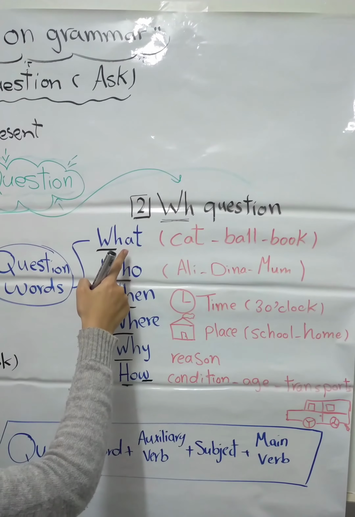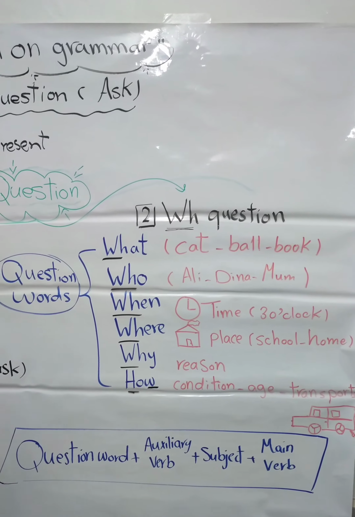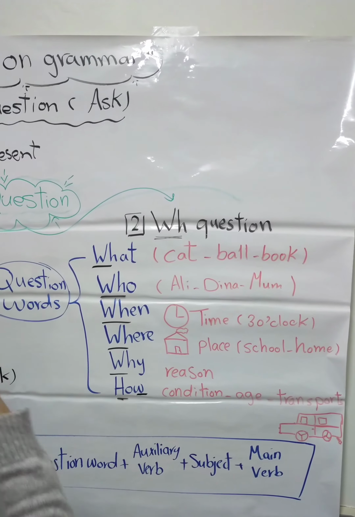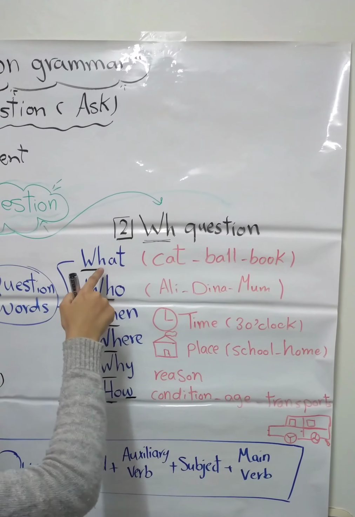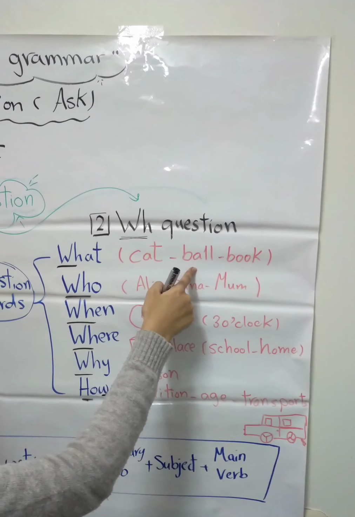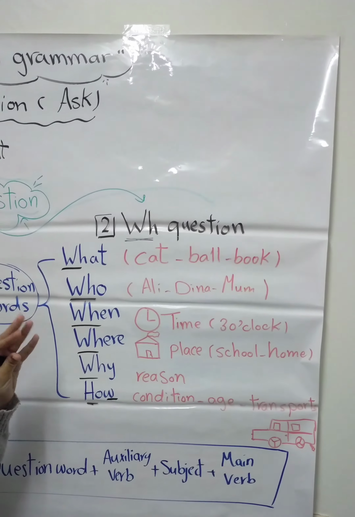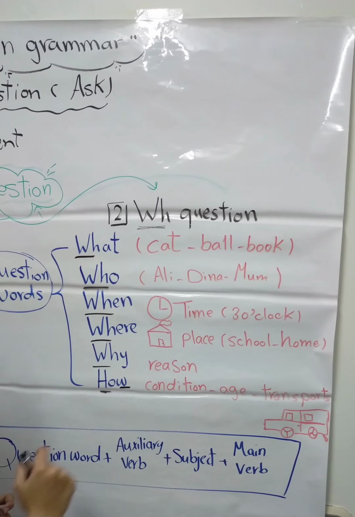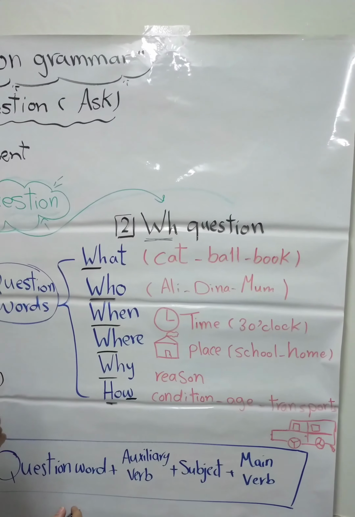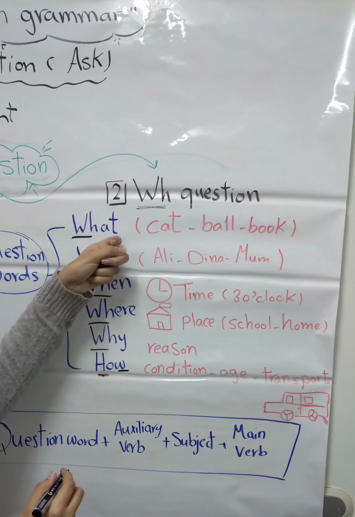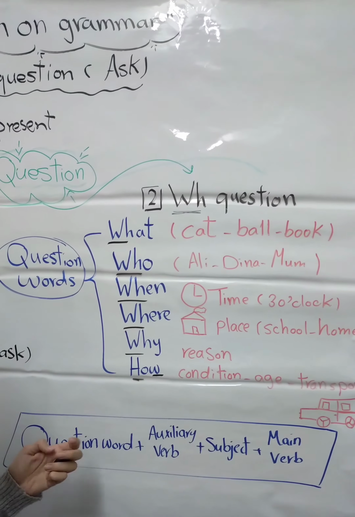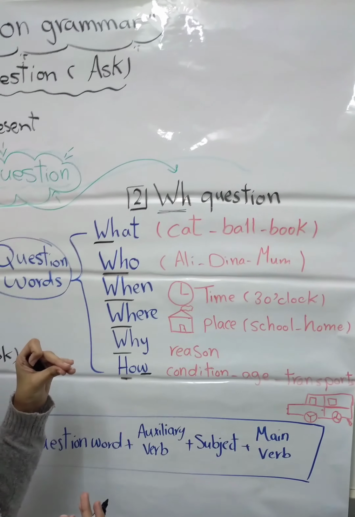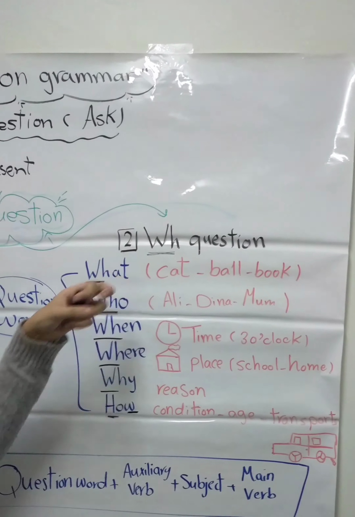What, we use what to ask about things that don't have a brain. Like cat: can talk? No. Can think? No. So we ask about it with what. Like Paul: can talk? No. Can think? No. So we ask about it with what. Book: can talk? No. Can think? No. So we ask about it with what. Like a chair, like lunch, we eat lunch: can talk? No. Can think? No. So we ask about it with what.